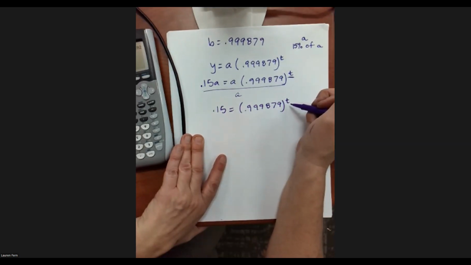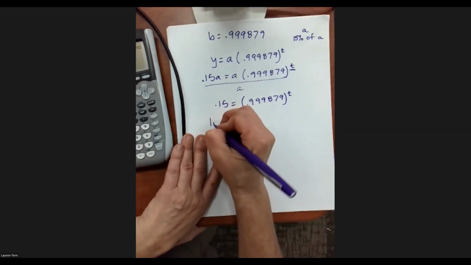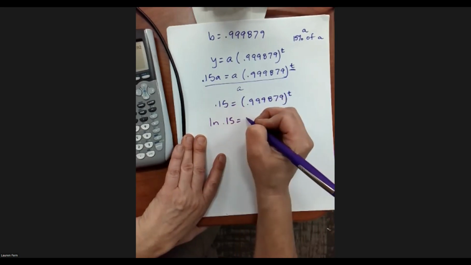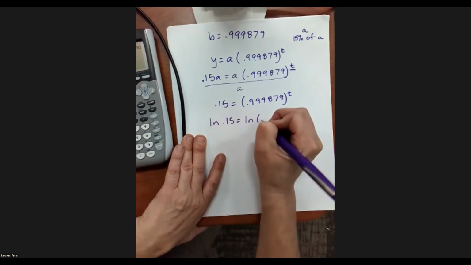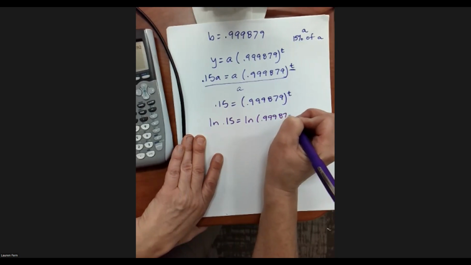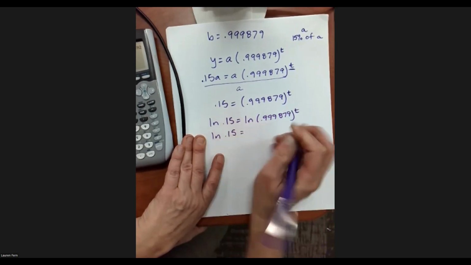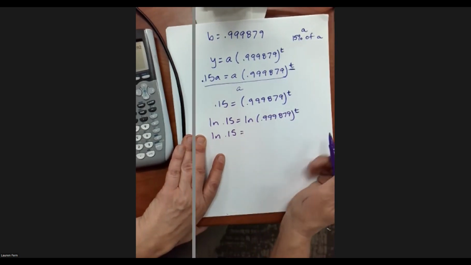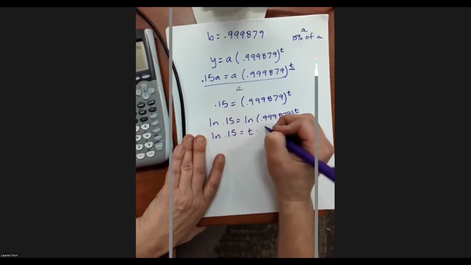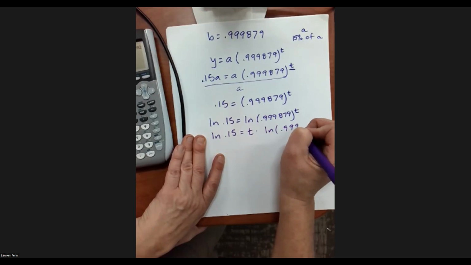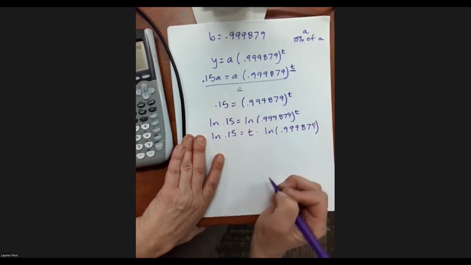I want my exponent. How do you get to your exponent? Take the log of both sides. So the natural log of 0.5 is the natural log of 0.999879 to the power of T. What's the awesome thing that happens on my right-hand side? I bring my T down in front.